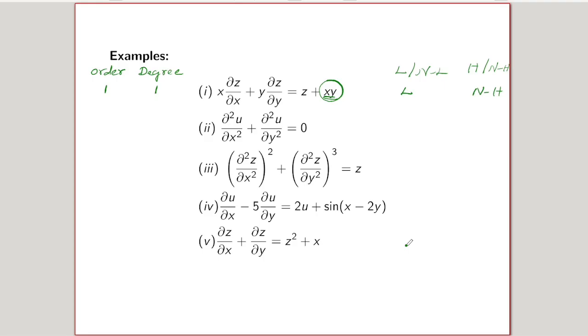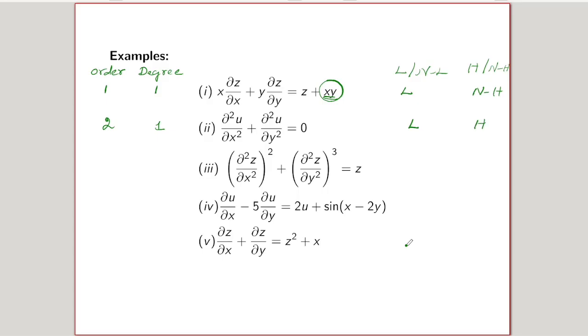So second one, the degree will be 2, order is 1, and it is a linear equation because the degree is 1 and no two terms are multiplied together. And non-homogeneity: both the terms have a partial derivative and there is no term without that. So it is a homogeneous equation.